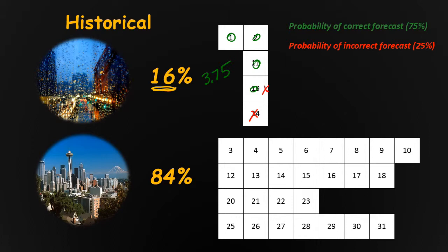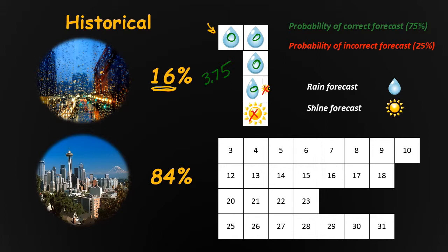We'll mark these rain forecasts with a rain symbol, and use suns to indicate a shine forecast. We can also look at the 26 shine days. Here too, we get incorrect forecasts 25% of the time. So I'll mark those out.